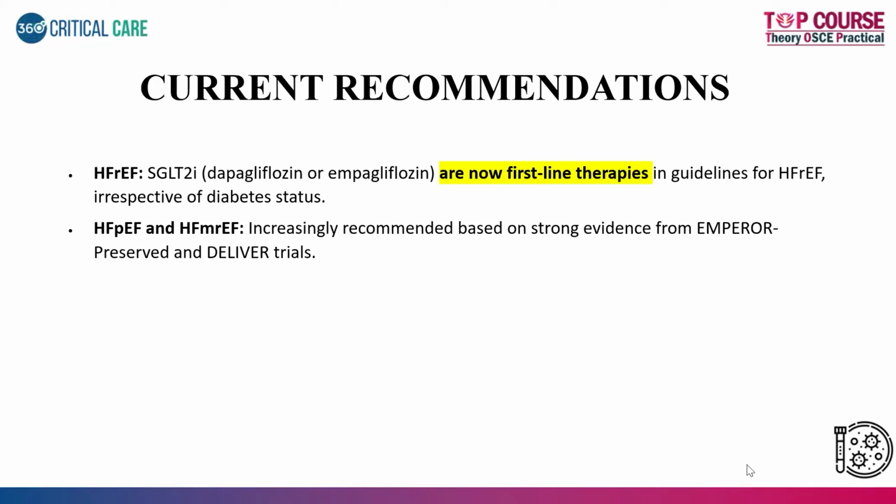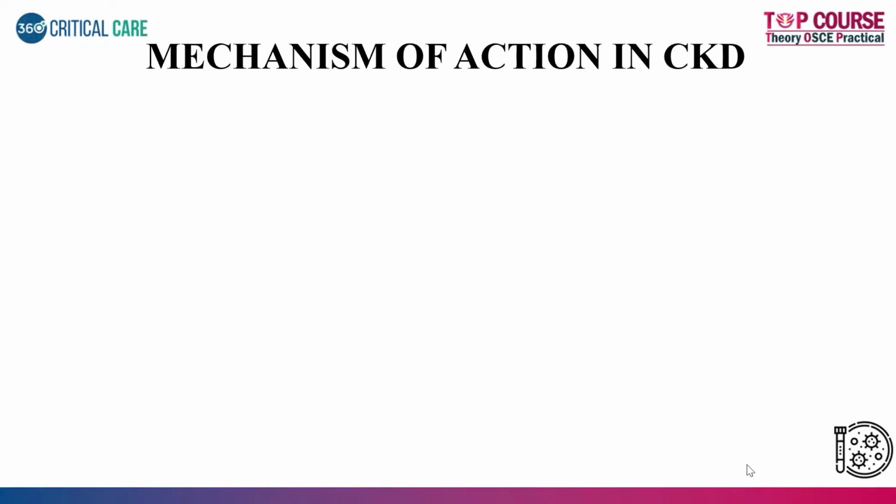In reduced ejection fraction, definitely it's the first line, irrespective of whether the patient has diabetes or not. Coming to preserved ejection fraction, there is strong evidence, but again, it depends on person to person, and it's still level 2B, class 2B. So we still have to wait for larger trials to come and put it into a guideline perspective.